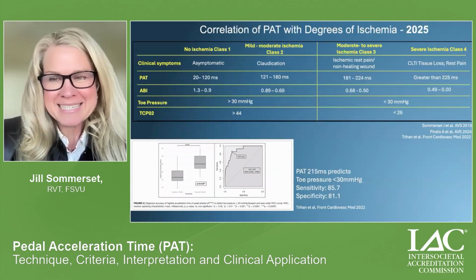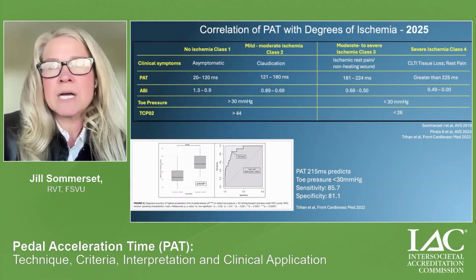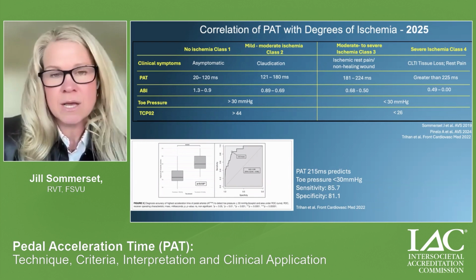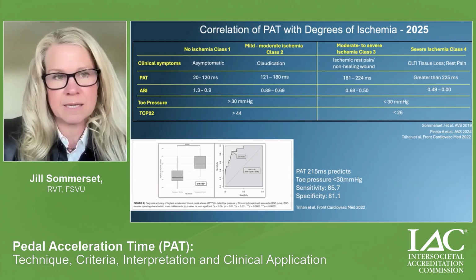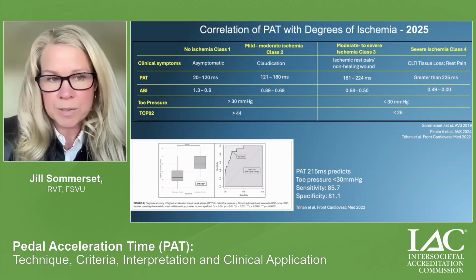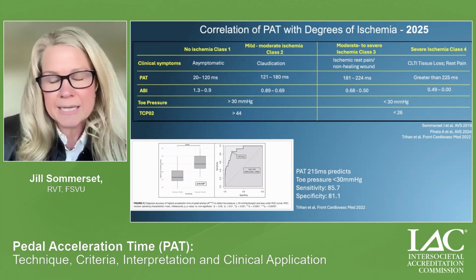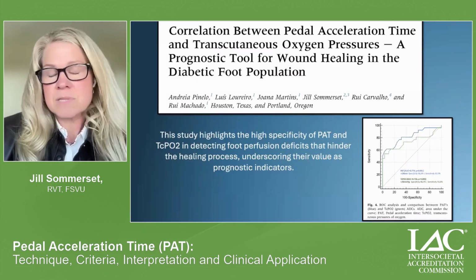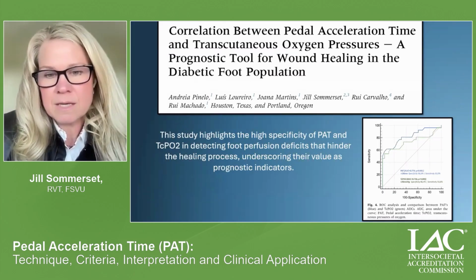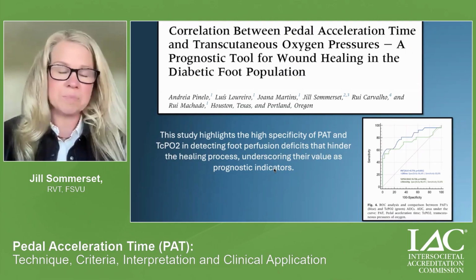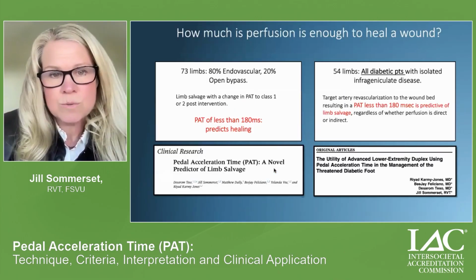So fast forward to 2026, and again, this journey has been so collaborative around the world with many vascular specialists and physicians doing research. So we now know today in 2026 that PAT correlates with clinical symptoms, reliable ABIs, toe pressures, and TCPO2, and it is a predictor of limb salvage. And there's many papers. I put some in the resources for this webinar, but this is a really nice paper out of Portugal where they looked at PAT compared to TCPO2.